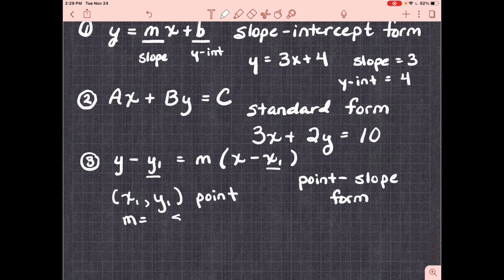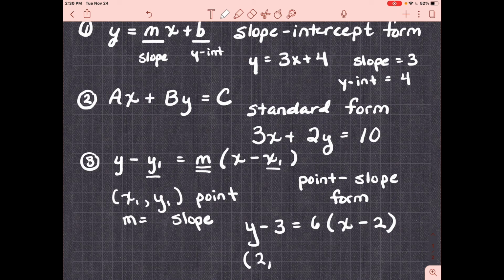M is the slope, and that will be the same as you would see in slope-intercept form. We see the slope in point slope form. An example of this might be something like this: y minus 3 equals 6 times x minus 2. And I would say in this case that the point is 2 and 3. Notice that I did not say negative 2 and negative 3, just 2 and 3. And the slope is 6.